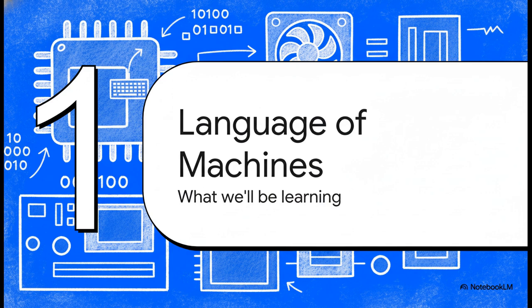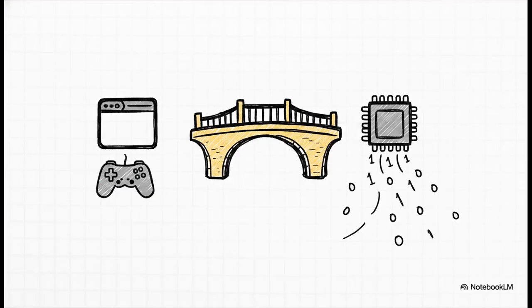Okay, so first things first. What exactly is this language of machines? Well, to put it simply, it's the most direct way a person can talk to a computer's central processing unit, the CPU. Every single piece of software you use, your web browser, your favorite game, all of it, eventually gets broken down into these super fundamental instructions.